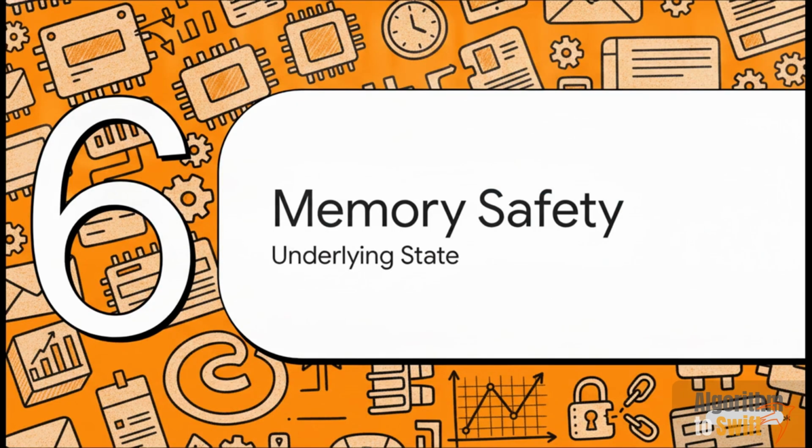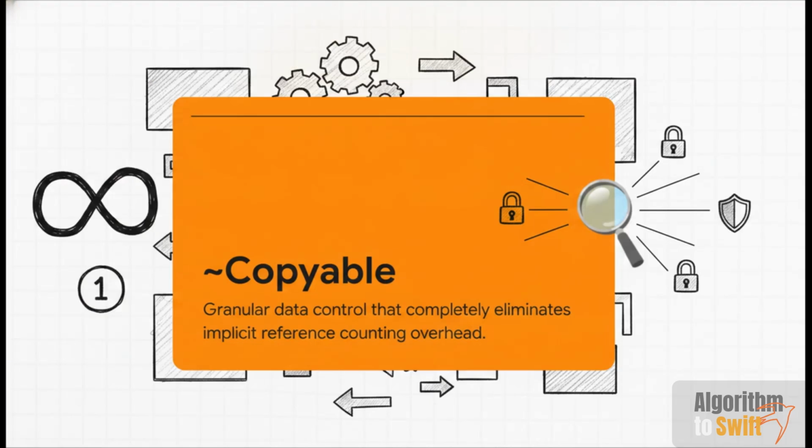Section 6. Memory Safety. Let's wrap this up by looking at how Swift-6 handles underlying state and resources without breaking our theoretical constraints. See, in a lot of languages, handling complex data safely comes with all sorts of hidden trade-offs. Historically, Swift relied on this copy-on-write illusion to manage value types, and that relied on implicit reference counting. But reference counting means runtime overhead. It's hidden work happening right behind your back.